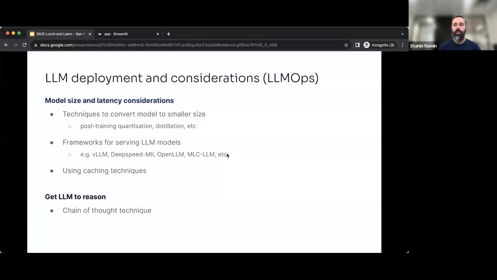So what are the LLM ops considerations here? Most of these come from the fact that model sizes are very big, and therefore the latency of these models is also very high, because the amount of calculation that goes into giving a response is very high. So the techniques you might use are of the form that tries to shrink the model.